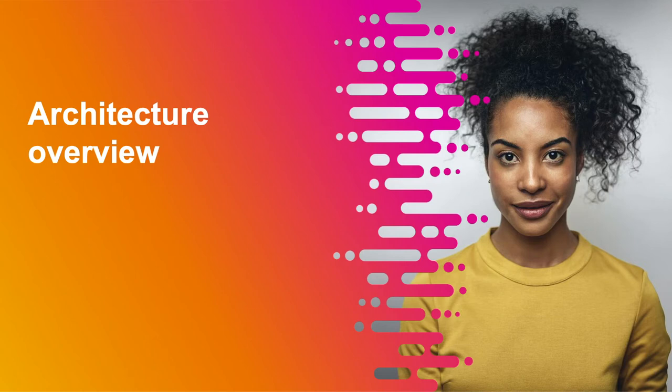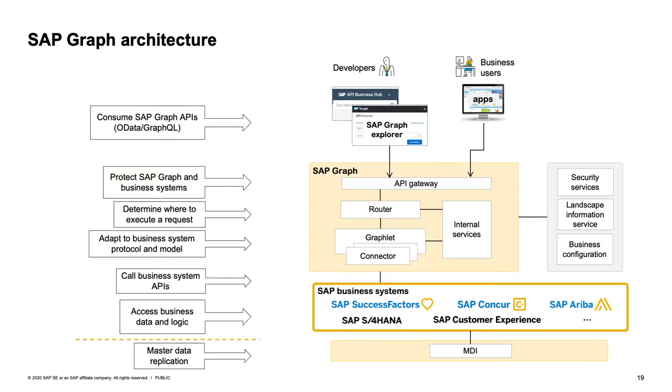Now, let's go into the high-level architecture overview. How does it work under the hood? So for the architecture, I took two personas. There are more personas that are involved in SAP Graph, but for the simplicity of this session, I took two personas to explain. So one of them is, of course, you, the developers.